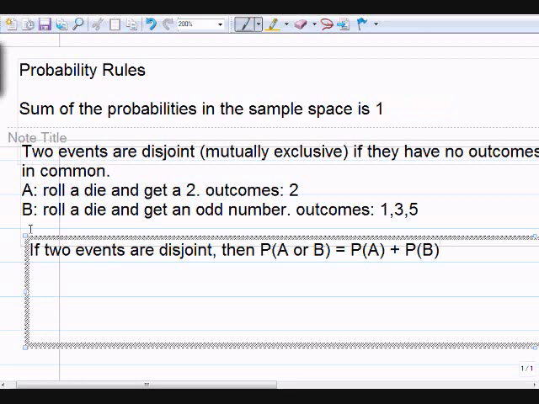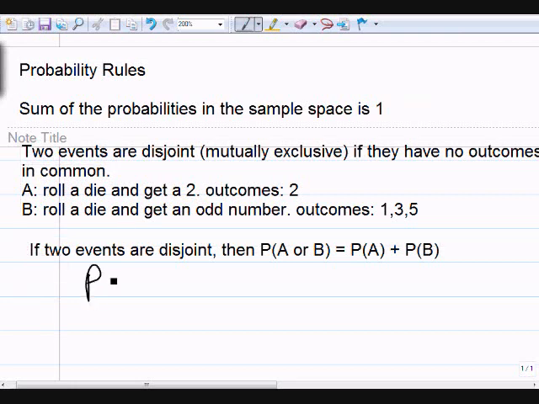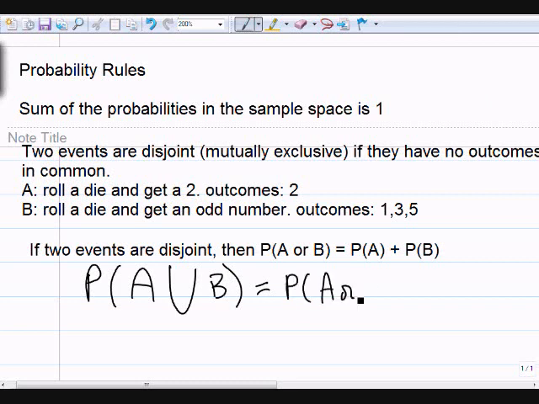We also write this out as, come on, give me a pen, probability of A union B. And that means the same thing as the probability of A or B. Union means or in set theory. So that big U means union, and it means or. It's a union symbol in set theory. Yes, sir?